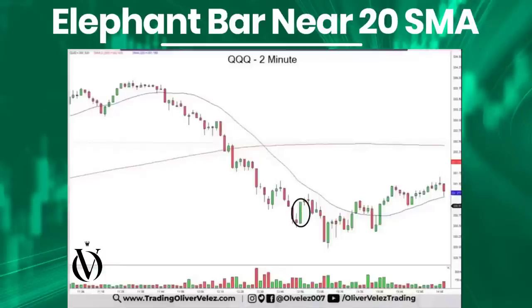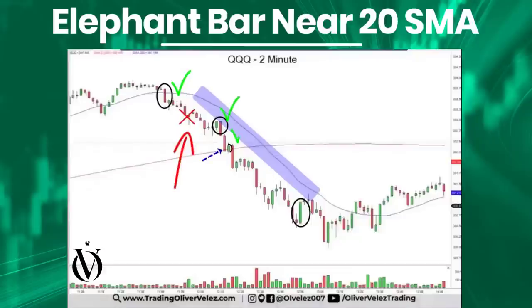It's telling you, don't pay attention to bottoming tail bars. Pay attention to elephant bars, bear elephant bars. Pay attention to bear color changes. Look, elephant bar, color change. Elephant bar, color change. Don't pay attention to this. Get the next sell signal. Boom, elephant bar, color change. Look at how many opportunities there were.